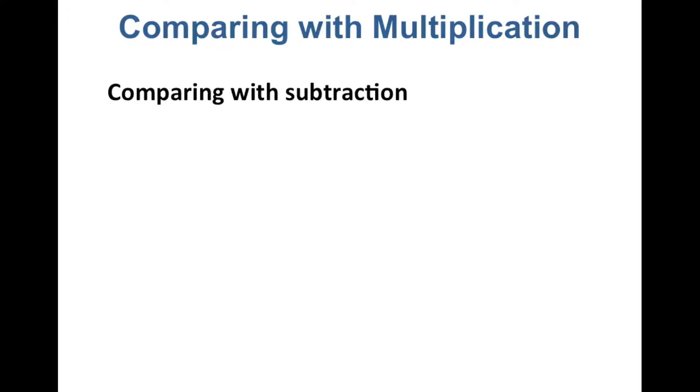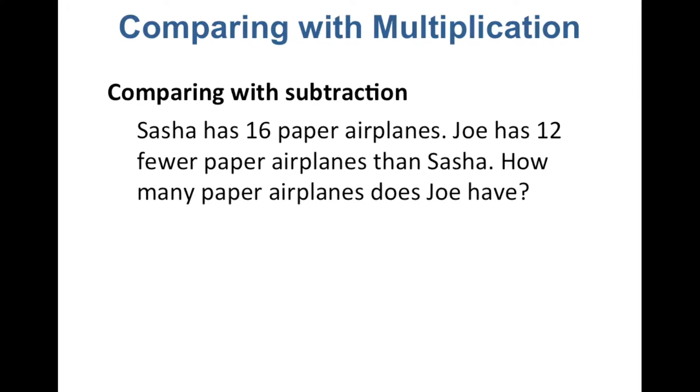We can also compare with subtraction. So the same problem could be reworded to read, Sasha has 16 paper airplanes. Joe has 12 fewer paper airplanes than Sasha. How many paper airplanes does Joe have? So that word fewer gave us a clue that we're going to be subtracting in this problem.